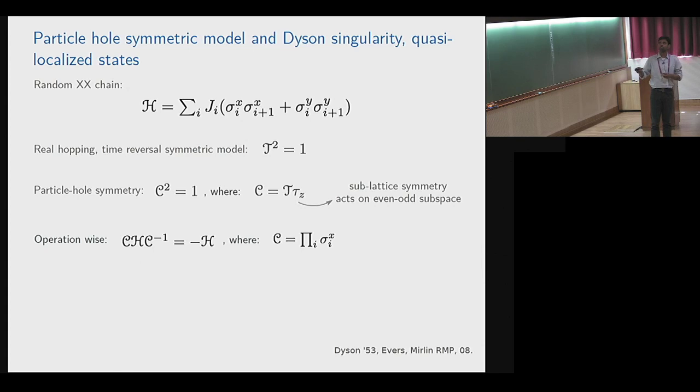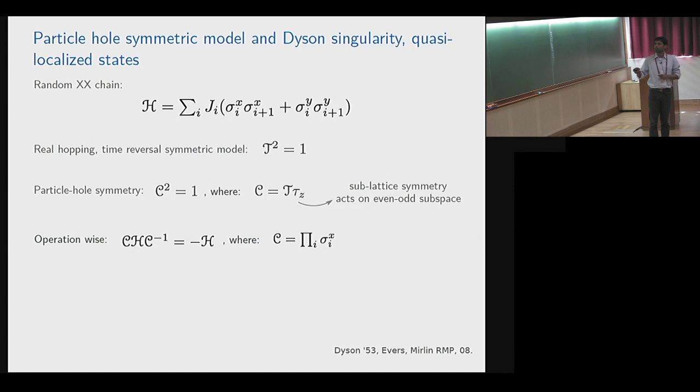So we have a real hopping, so J_i is real. And as of now, this is just an XY system, which is just a free fermion. No? So if you do a Jordan-Wigner transformation, you will get a free fermion system with a bond disorder. So there is no interaction whatsoever. But already the non-interacting system shows very interesting physics.